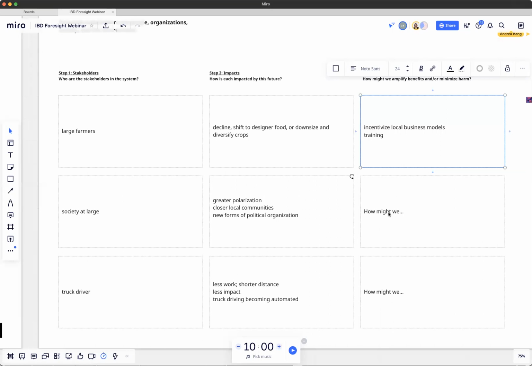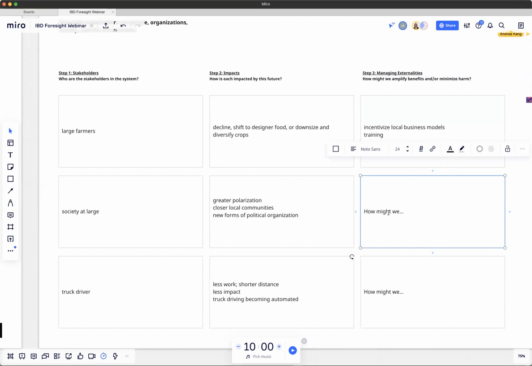Great. Let's just really quickly talk about society at large. Anything we should do as a business to either amplify benefits or minimize harm in terms of these impacts? Someone mentioned access. Yeah. Mm-hmm. Inclusion policies. That's interesting.